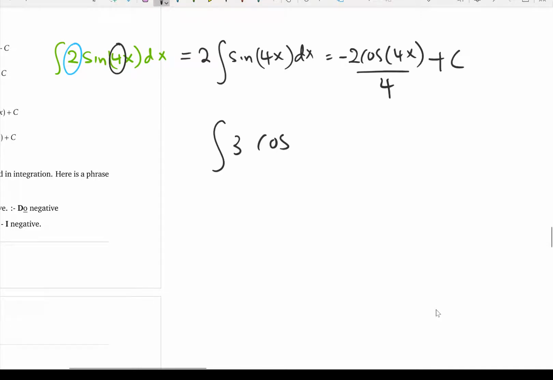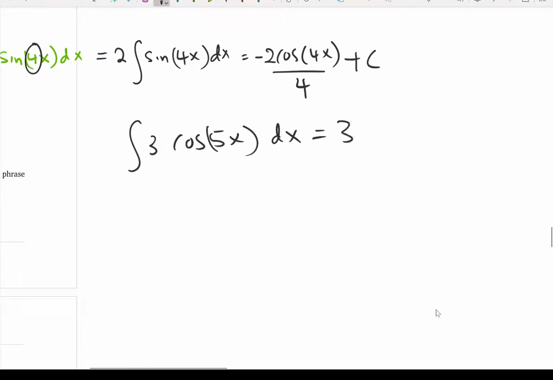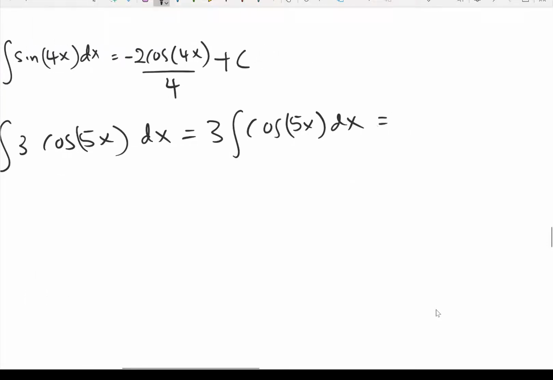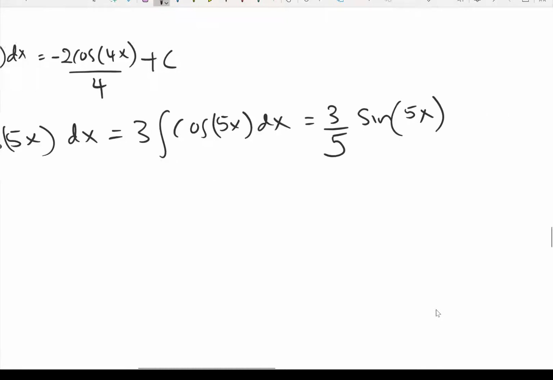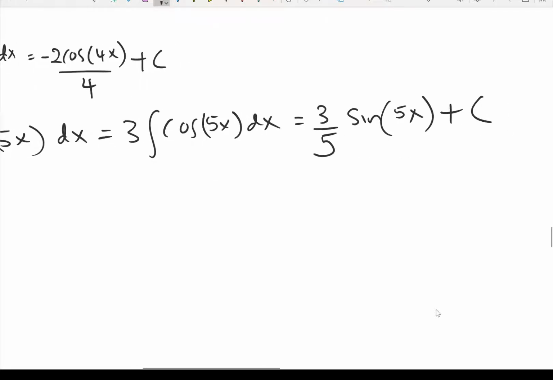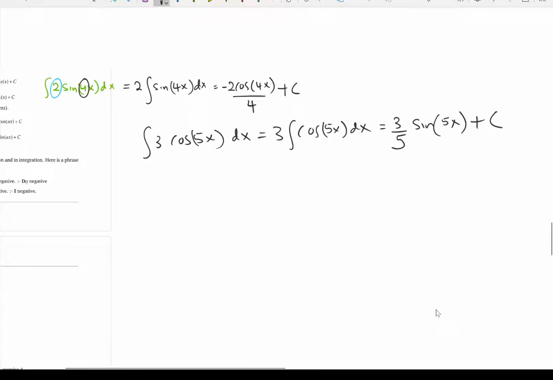3 cosine 5x. You have to integrate with respect to x. That 3 comes out of the integral, so you integrate cosine 5x. Now you divide by that 5. So 3 over 5. If you integrate cosine, you get sine 5x. No negative, because I negative: if you integrate sine, you get negative. Okay, this is how you do it.